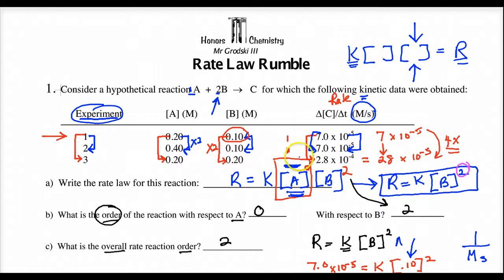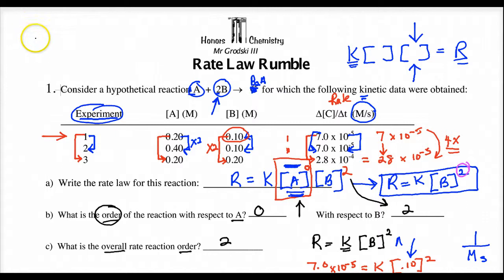What do I mean by that? Well, let's pretend that A plus 2B makes B2A. I'm going to change C to make things simple. What I mean by that is, let's write us a proposed mechanism. It can't be one step because the coefficients aren't matching these exponents from the experimental data. So it's implying that we have a mechanism with individual steps.